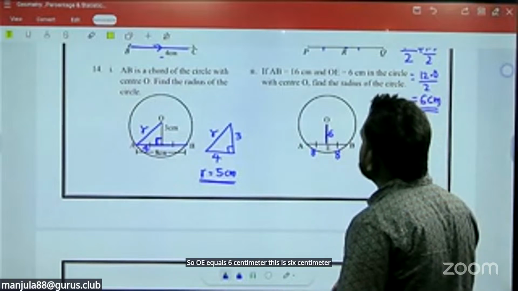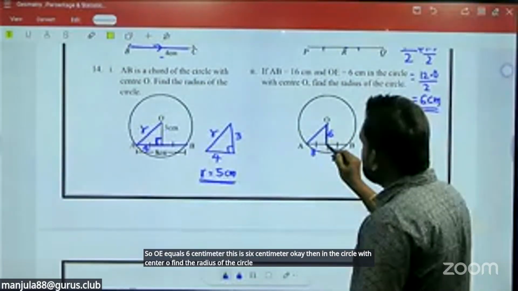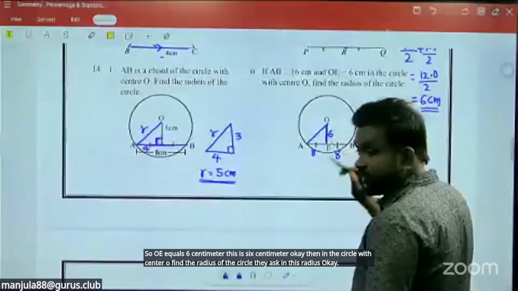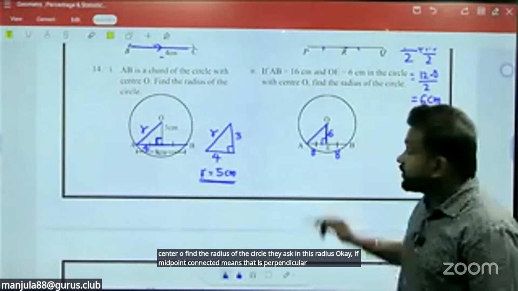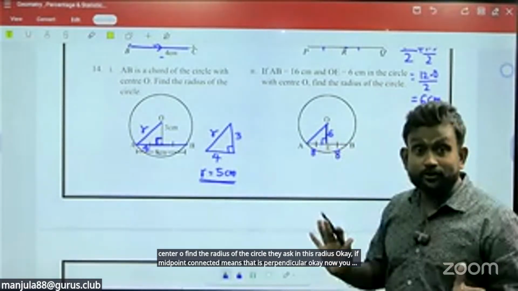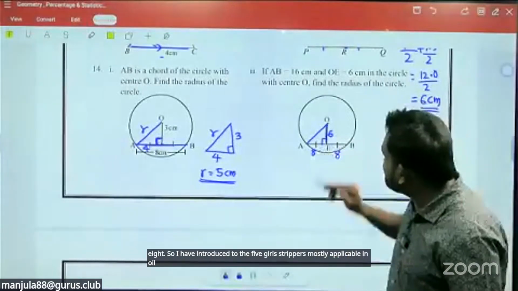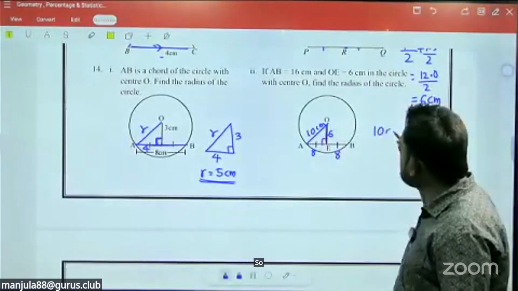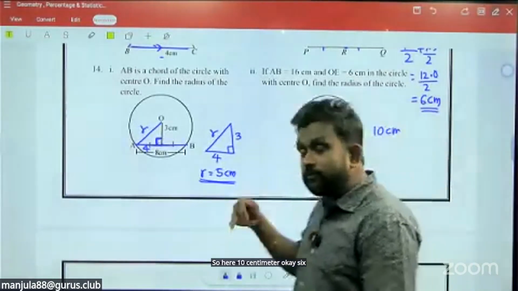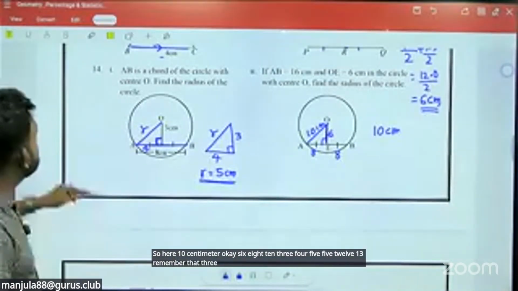Then in the circle with center O, find the radius of the circle. They're asking for this radius. If the midpoint is connected, that is perpendicular. Now you can check 6, 8. I have introduced the Pythagorean triples, mostly applicable in the oral paper. 6, 8, then what is the answer? 10 centimeters. So here 10 centimeters. Okay, 6, 8, 10, 3, 4, 5, 5, 12, 13. Remember those Pythagorean triples forever.